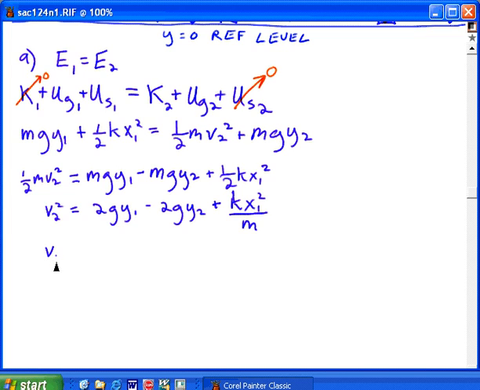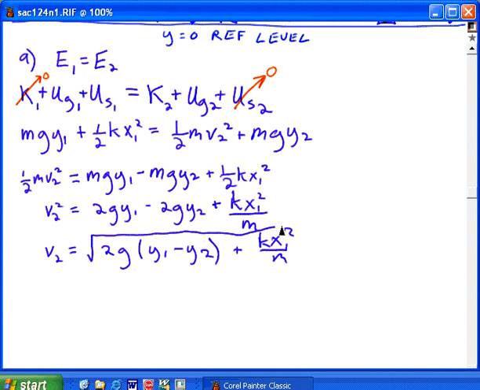That leaves v2. It's going to be the square root of 2. I think I'll factor out the 2g from these first two terms at the same time, y1 minus y2, and then plus kx1 squared over m. So at this stage I just have to substitute the values in there.